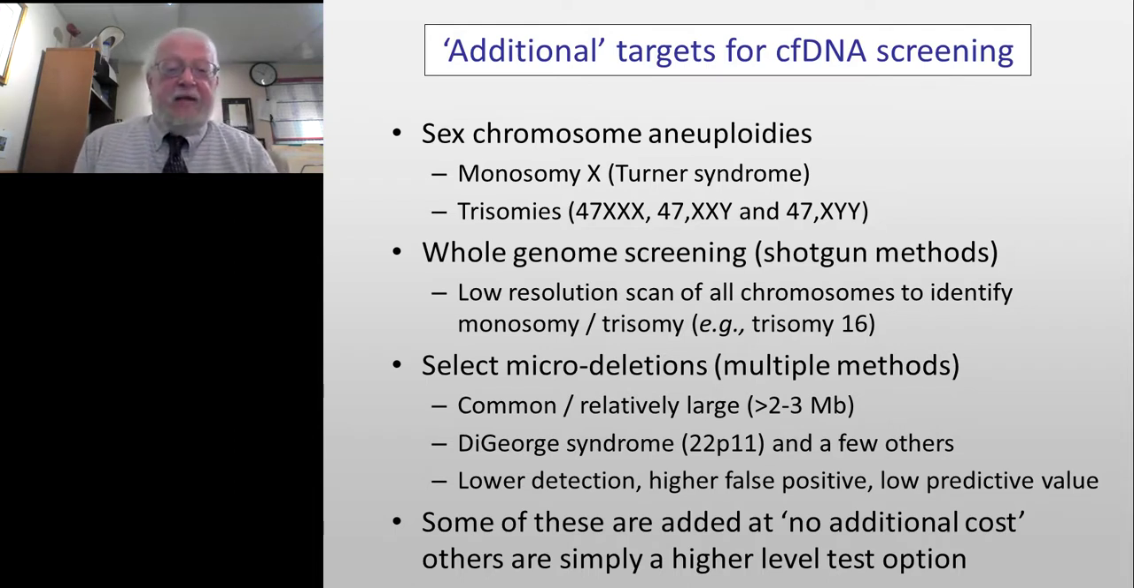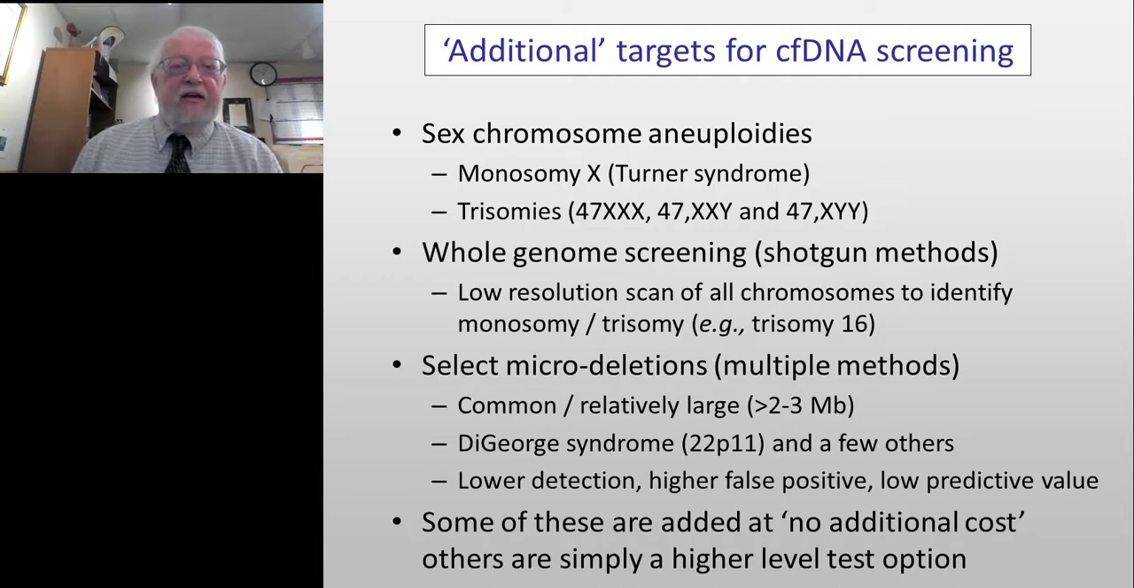Unfortunately, the detection rate may not be that high. There's a higher false positive rate, a lower predictive value. Some of these things, like the sex chromosome aneuploidies, laboratories really don't need to charge more for, but microdeletions, most are adding an additional charge. So the test is identifying more disorders, but it's starting to cost more as well. And it's already a relatively expensive test.